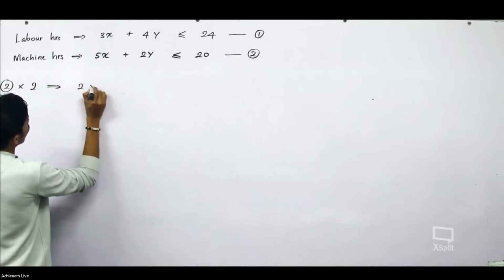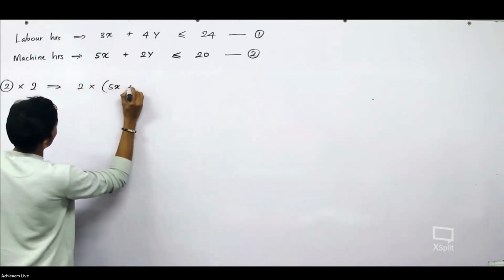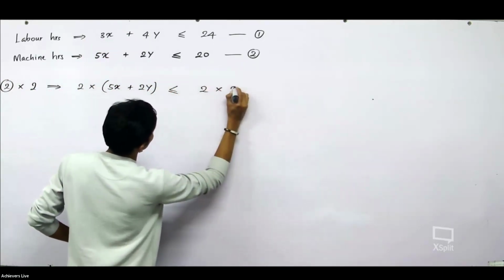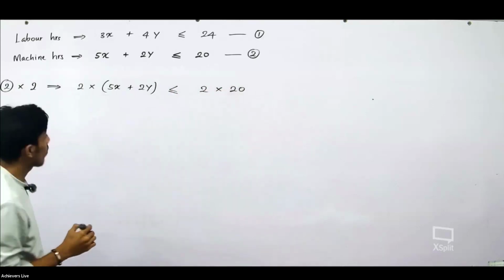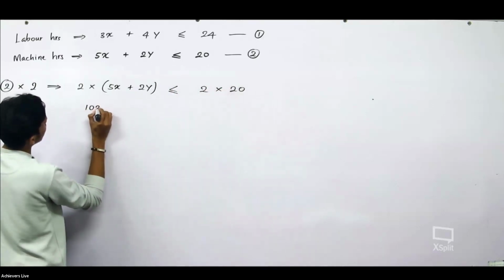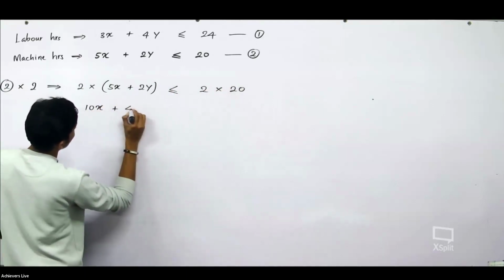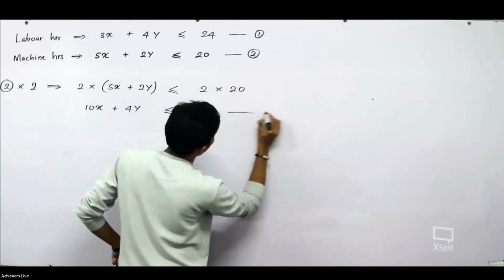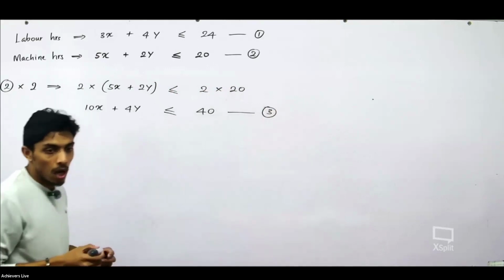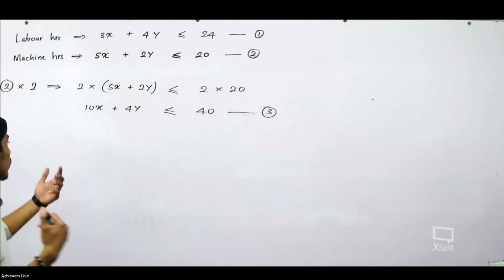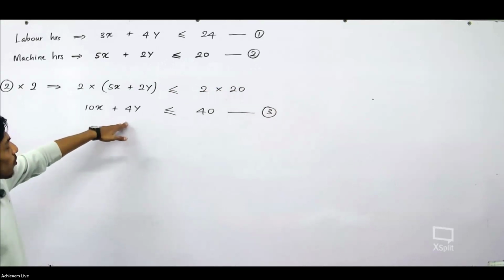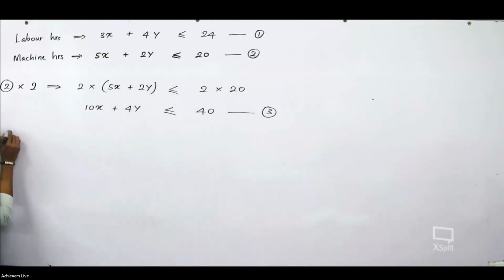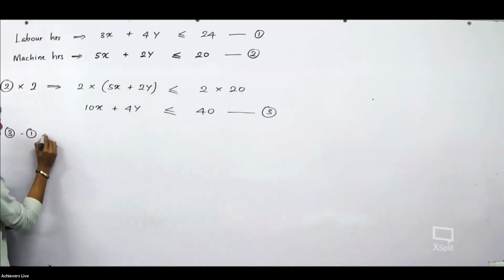So first of all, second formula into 2. So 2 into 5x plus 2y equal or less than 2 into 20. Got it? Right. So 2 into 5x it is 10x plus 2 into 2y it is 4y equal or less than 40. So this is your third formula. Got it? Now what we have to do? From the third formula, you deduct the first formula, right? So from the third formula, you have to deduct the first formula.